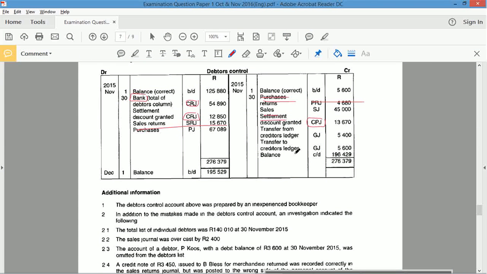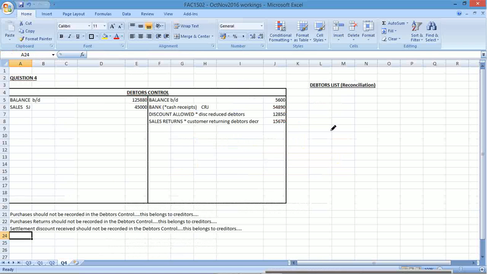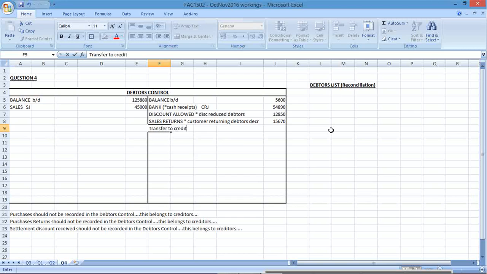Transfer from creditors ledger. Okay, so if you're transferring from creditors ledger, transfer to creditors ledger. So you've got two transfers. That should be fine because unless we've been given other information, we would adjust it. So I would leave the two transfers as is because I don't know more about them. That is possible. You can have a transfer to creditors ledger.